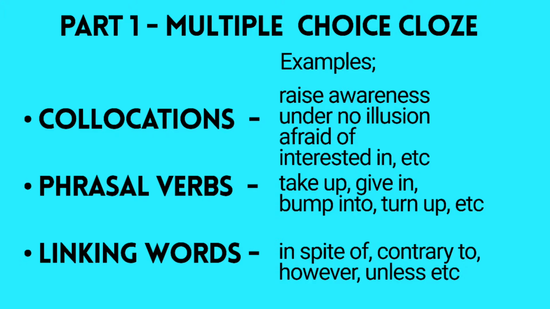Also in part one, phrasal verbs. Again, I can't teach you all the phrasal verbs in this video. Go off and revise those and learn as many as possible. And also linking words. So some examples, as you can see there, in spite of, so spite may be the missing word. Contrary, so contrary to popular opinion, for example. However, unless. So these are the types of grammar areas that you need to study to be prepared for part one of the exam.